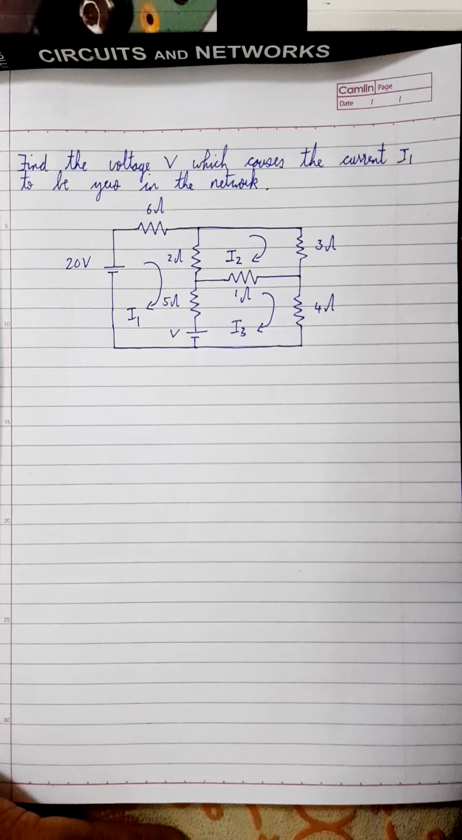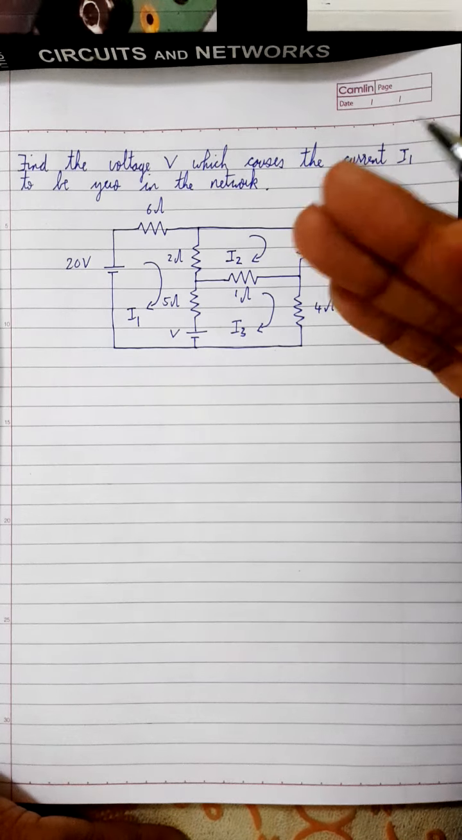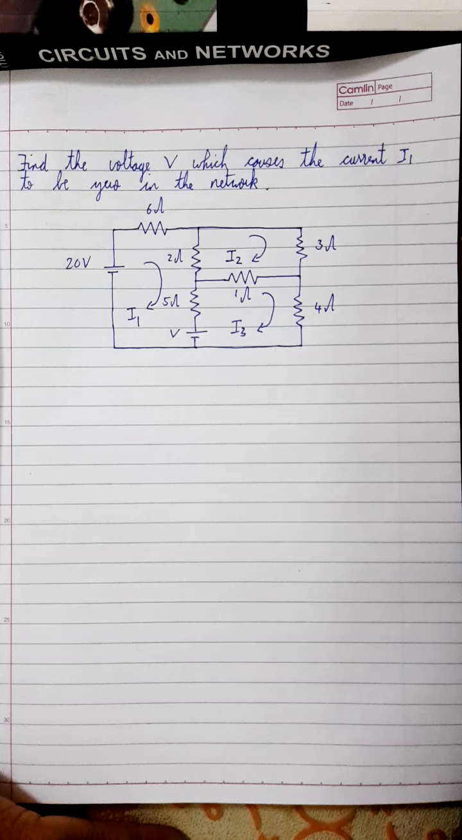So maybe you can write the mesh equations and then finally substitute I1 equal to 0 and find the value of V, right? Because like I said before, however many unknown variables there are, be it current or voltage or resistor or anything, that many equations you need. So if there are 3 unknown variables, then there must be 3 equations.